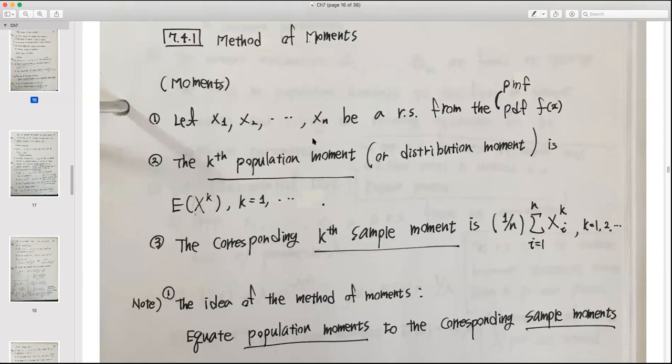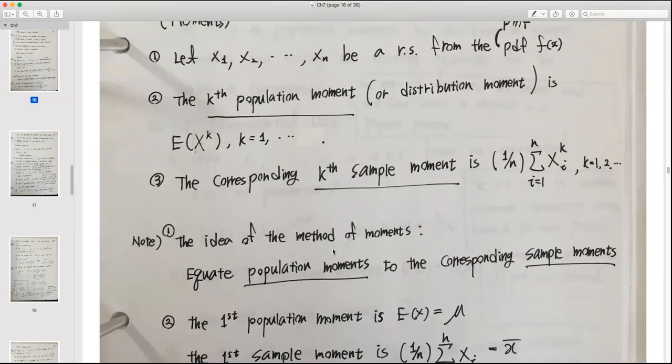So we know the kth population moment. By the way, x1 through xn are random samples, sample data. And f of x is a PMF or PDF depending on the problem. The kth population moment, or distribution moment, is the expected value of x to the kth power. The corresponding kth sample moment is 1 over n times the sum of xi to the kth power, where x1 through xn are random samples.